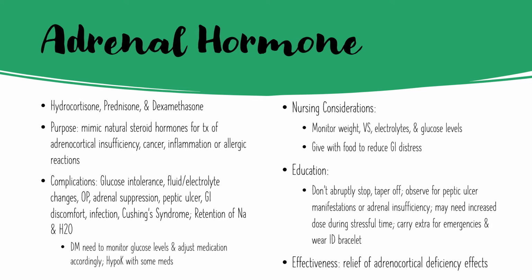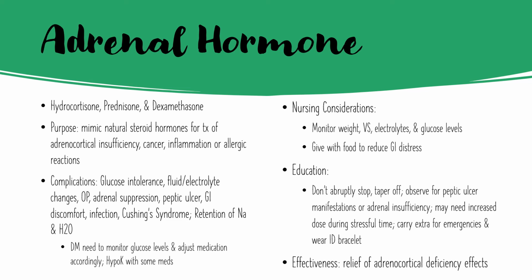Okay, adrenal hormone. This is going to be hydrocortisone, and then your glucocorticoids, which are prednisone and dexamethasone. The purpose is going to be to mimic natural steroid hormones for the treatment of adrenocortical insufficiency, cancer, inflammation, or allergic reactions. We've talked about glucocorticoids for inflammation and allergies before, but now we're going to talk about it in the sense of adrenocortical insufficiency.